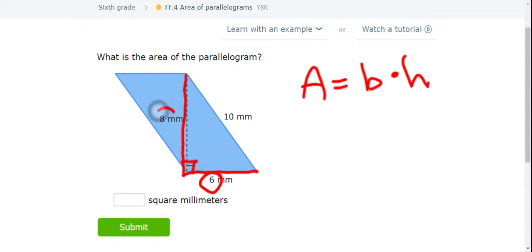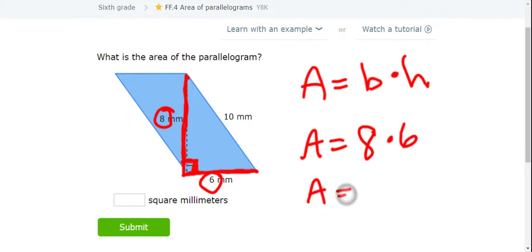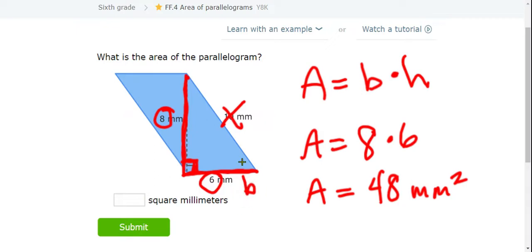So we got 6 times 8. They are connected to the base and the height with a perpendicular 90-degree angle. So filling out your formula, we'd have 6 times 8. So the area for this would be 48 millimeters squared. This 10 is just an extra piece of information to see if you are paying attention to the base and the height. So this would be the base, this would be the height. Okay, so 48.